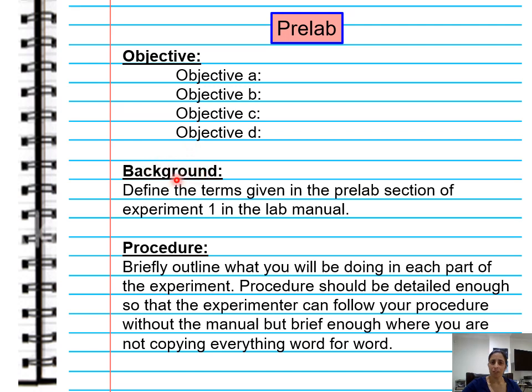Then for the background section, you're going to define the terms that are given in your pre-lab section in experiment 1. Right over here, it'll tell you which terms to define. You're going to find the definition of those terms, and then you're going to briefly outline the procedure. Remember, the procedure should be detailed enough so that the person doing the experiment can follow your instructions without using the lab manual. But it should be brief enough that you're not copying everything from the manual. I gave you some examples as I went over this experiment with you. That's kind of how you can do the procedure.